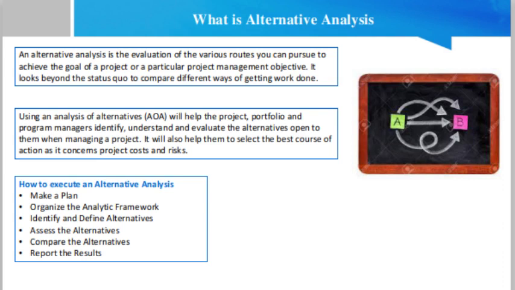Compare the alternatives. Here you will weigh the pros and cons of the various alternatives you have identified. Determine what the merits of each are as shown by the analysis you have made. Report the results. Finally, you will want to document the results of the alternative analysis to show the life cycle cost that supports the alternatives or status quo you choose, and how that will support the project decision makers and stakeholder needs. Then there are a few tips about alternative analysis.